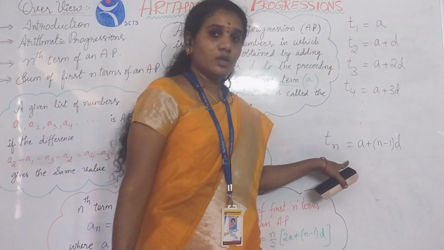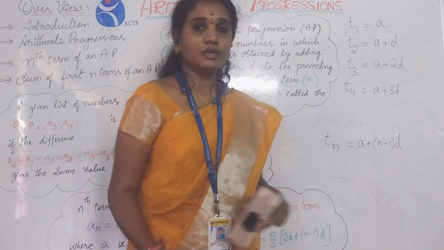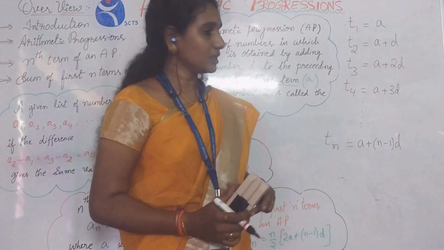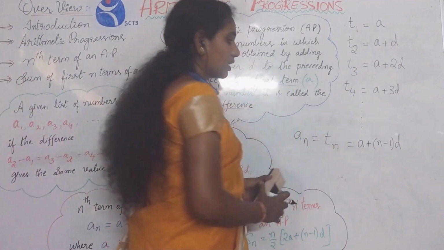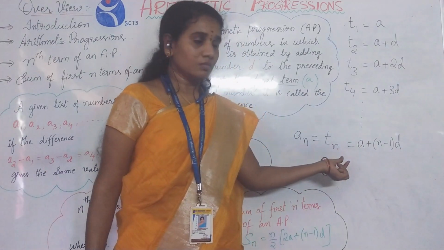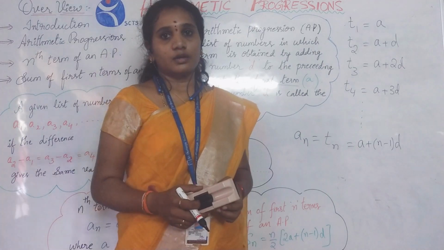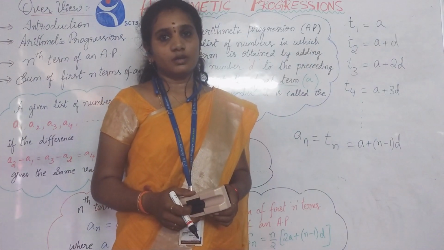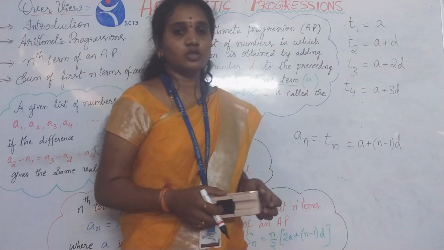This is the formula deduced by this. So Tn is equal to a plus n minus 1 into d. This is the nth term. Or we also use an, or Tn is equal to a plus n minus 1 into d. So by using this formula, you may get a 1 mark or a 2 mark question, and you may get a 4 mark question also.